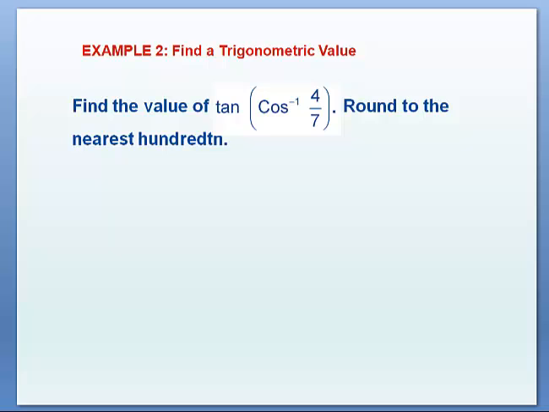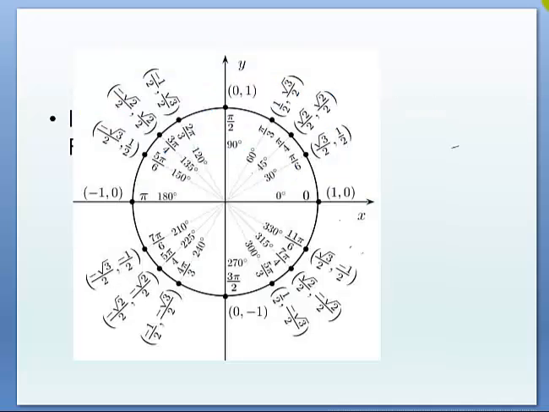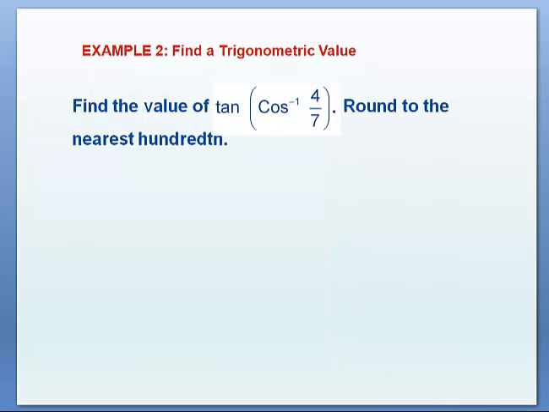Find the value of tan of cosine to the -1 of 4/7. So for this one, 4 and 7, if I think back to my unit circle, there's nothing on here that has a 4 and a 7. So that means that I can't use my unit circle to actually solve this problem. So instead, I'm going to use my calculator. The other thing that's a hint to use the calculator is it says round to the nearest hundredth.